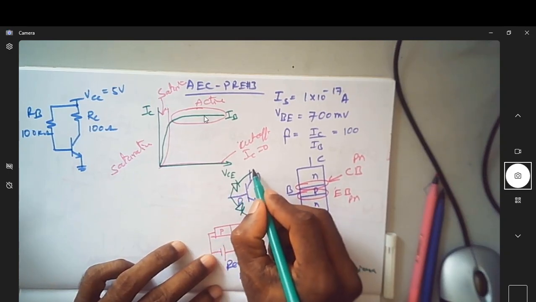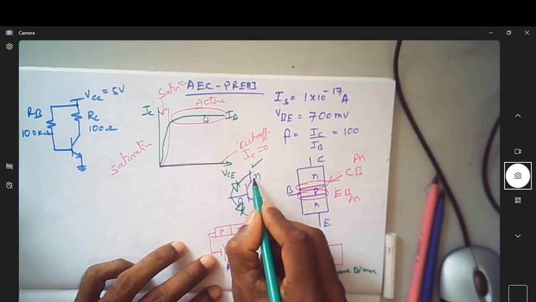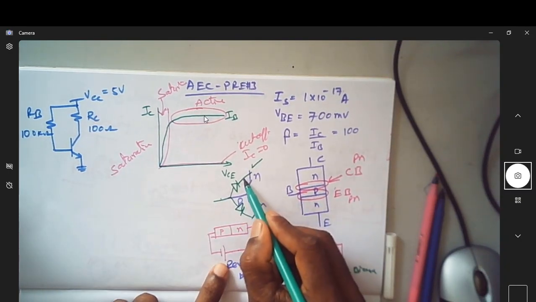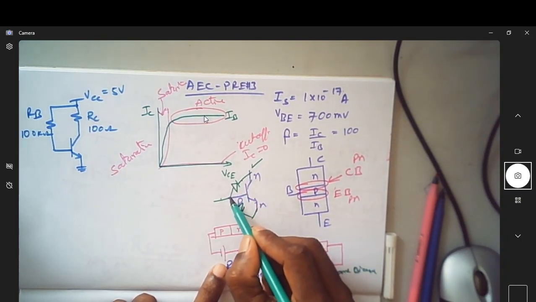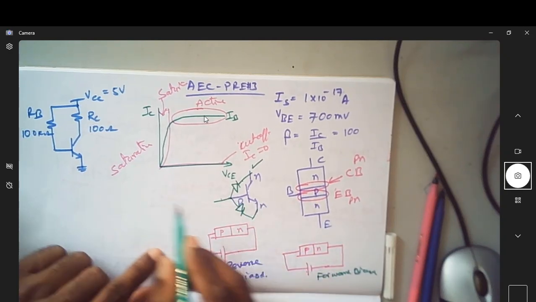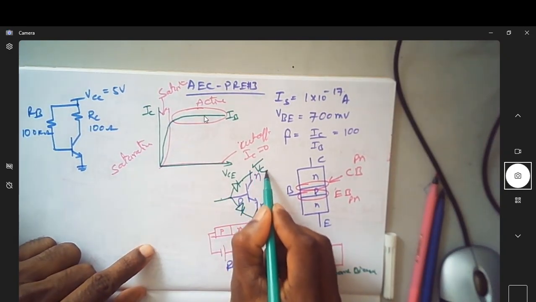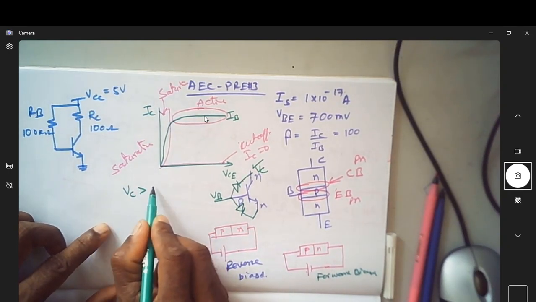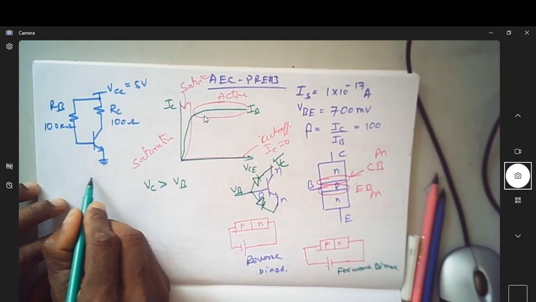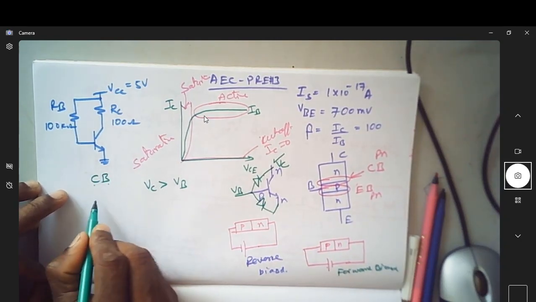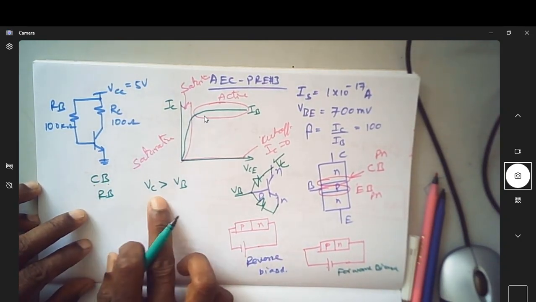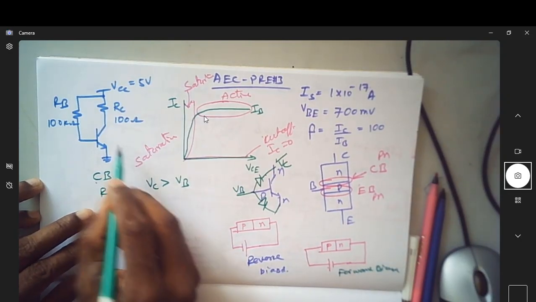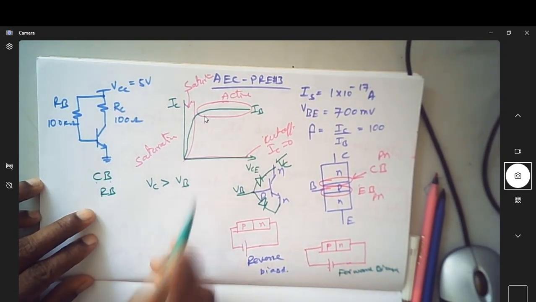Suppose this potential is more and this is less, then it is reverse bias. As we know, if N has a larger potential than the base, then it is reverse bias. That is, if this is the voltage at the collector and this is the voltage at the base, and the voltage at the collector is greater than the voltage at the base, then the collector-base junction is reverse biased. That is, if the collector-base junction needs to be reverse biased, then the voltage at the collector should be greater than the voltage at the base.